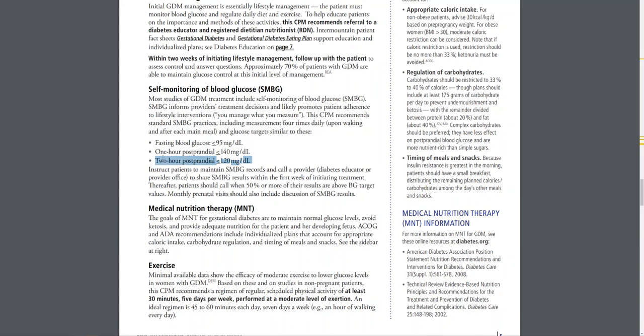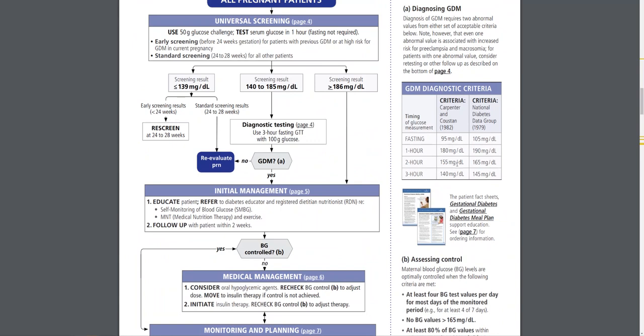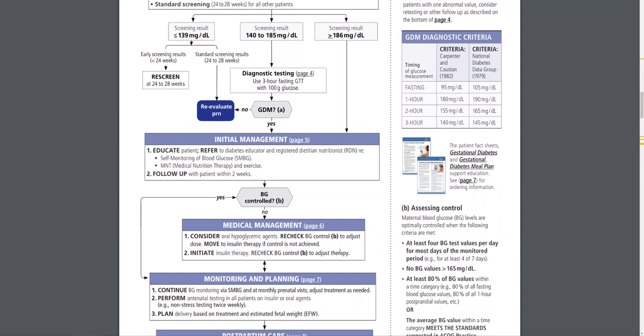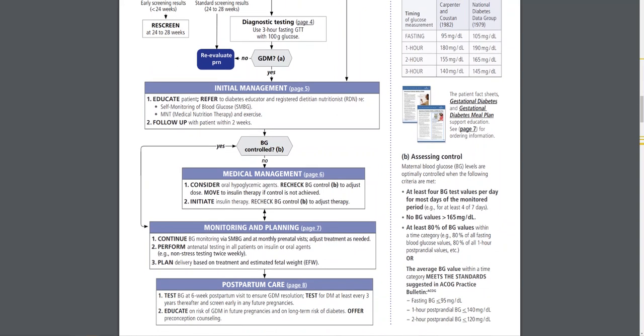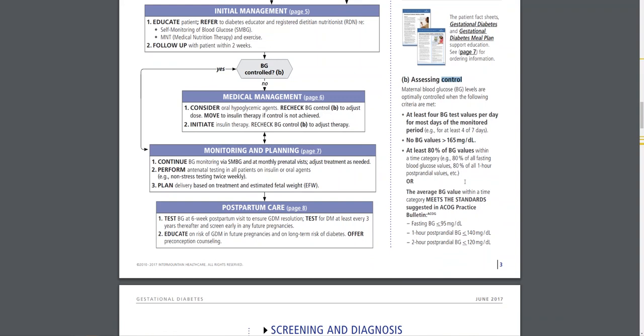140 right here. Let's go back up and look at our flow chart. 140. So we're here on this question right here. Is her blood glucose controlled? And that's this B box right here. And so B is saying, let's see. So it looks like it is controlled, or no. It doesn't look like it necessarily is for her.